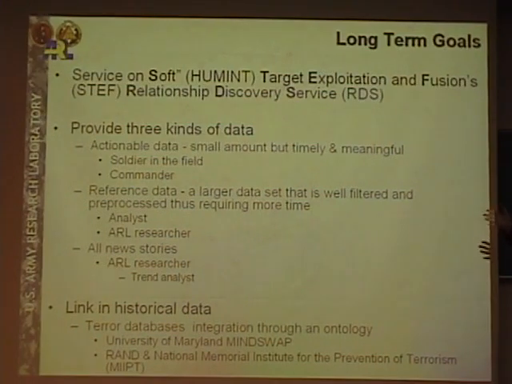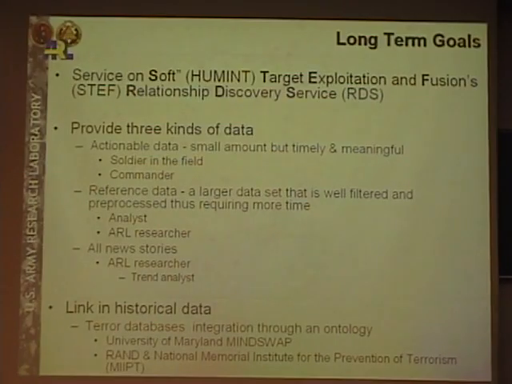Those are the three people I think would kind of use it. I think they would use the system very differently, but as I look at the news and ask how can I use the news from the web, I'm looking at serving those three customers.